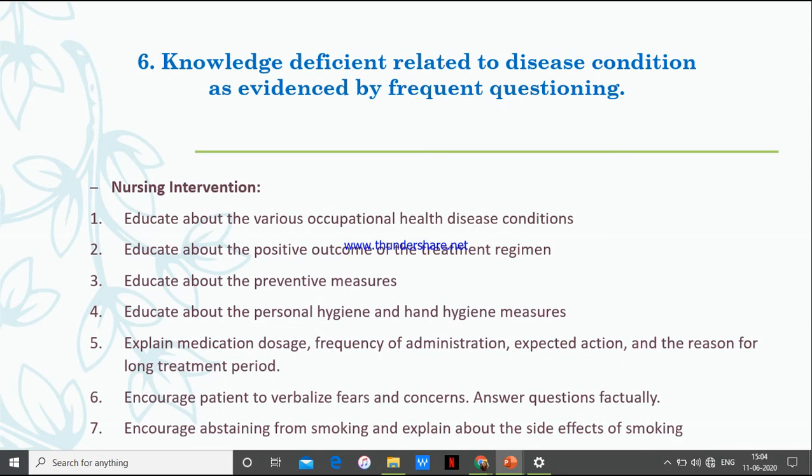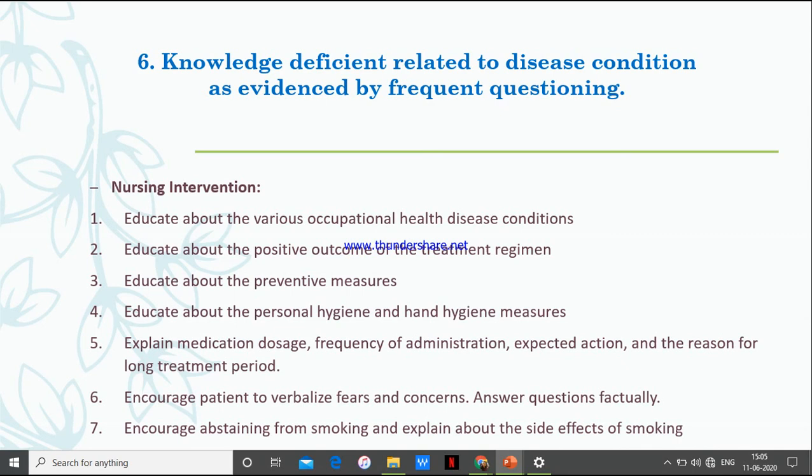Number two, educate about the positive outcome of the treatment regimen. We have to explain the positive effects of that treatment. Explain the preventive measures. Educate about personal hygiene and hand hygiene measures. Explain about the medication dosage: how much to give the patient, what time to give, how many times a day, what is the action, and for how long they have to take the medicine, maybe weeks or months.